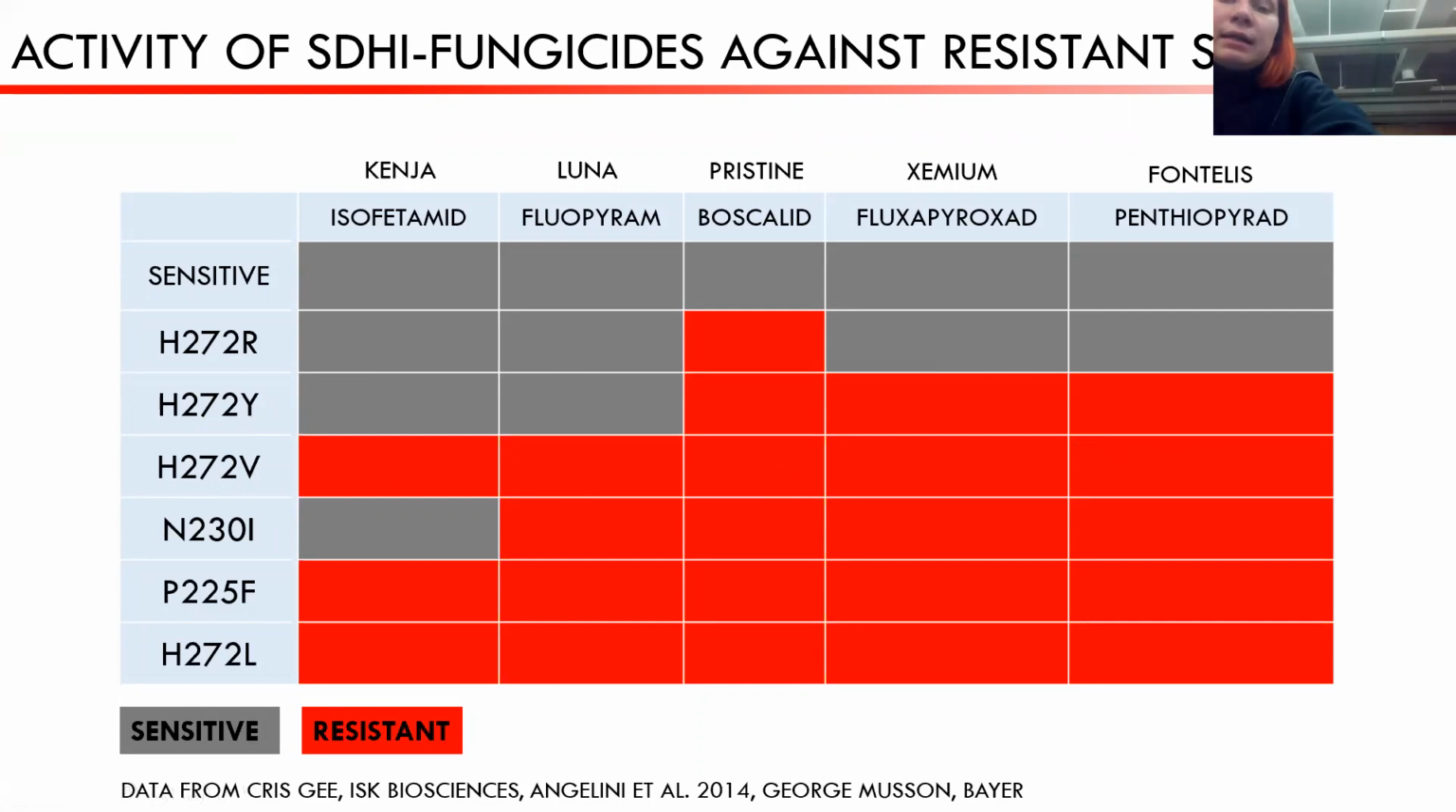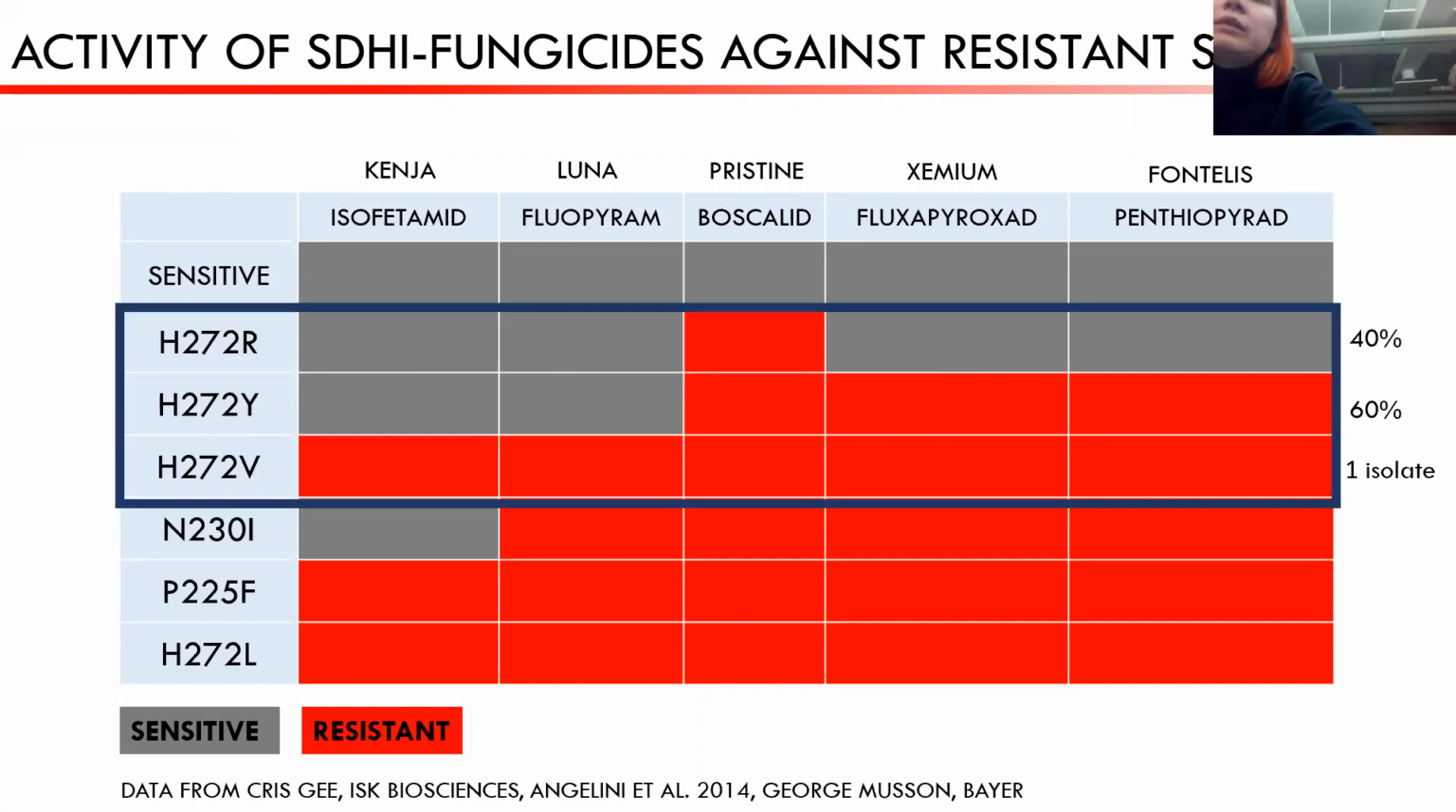When we did our analysis of Pristine resistance, and then identified what types of mutation cause this resistance in our populations, we found that 40% of Botrytis strains resistant to Pristine carry mutation H272R. 60% of Botrytis strains resistant to Pristine carry mutation H272Y. And only one isolate was detected with mutation H272V, which causes cross-resistance to all the fungicides.